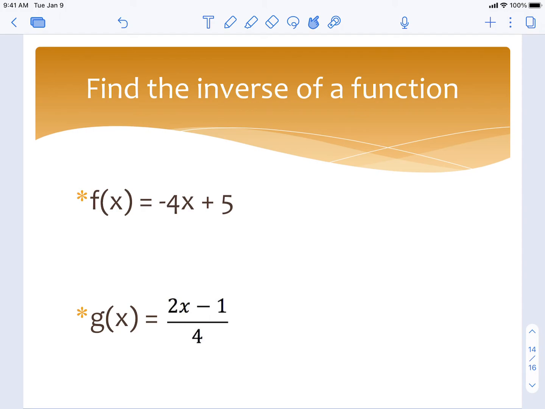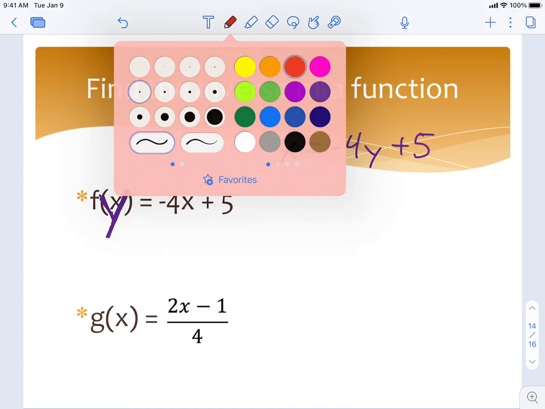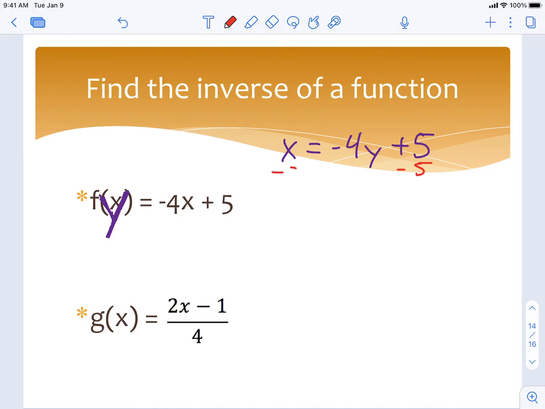Right, inverse functions. So remember that f of x is really the same thing as y. The first thing we want to do is switch x and y around. So it's going to be x equals -4y plus 5. Now we want to convert it to a normal equation where it's y equals and the other stuff on the other side. So now it's just some algebra rules, right? Subtract 5 on both sides, and we get x minus 5 equals -4y. Now we can divide both sides by -4.